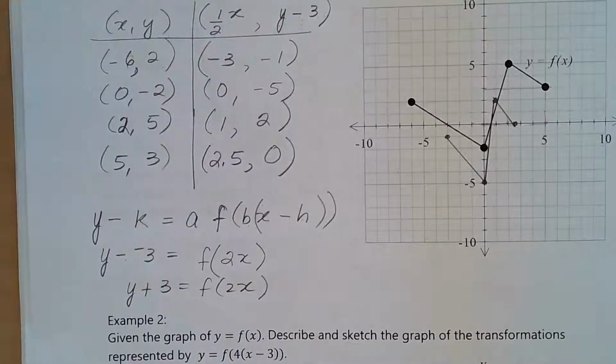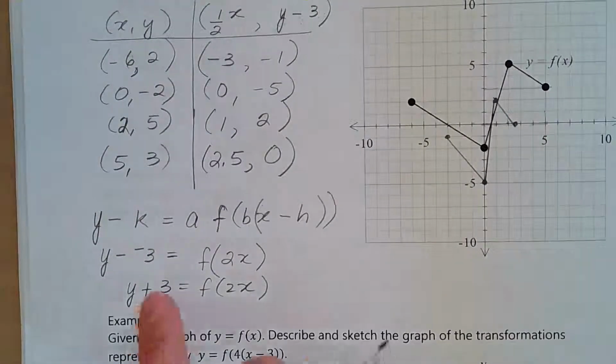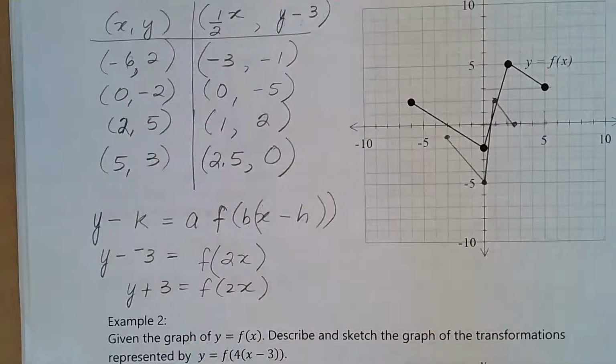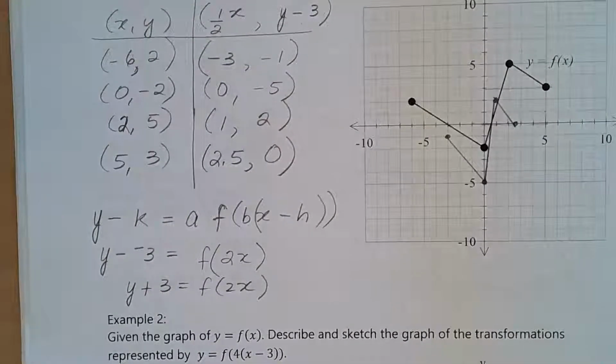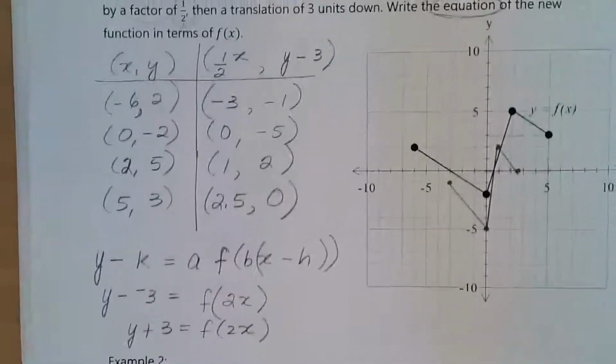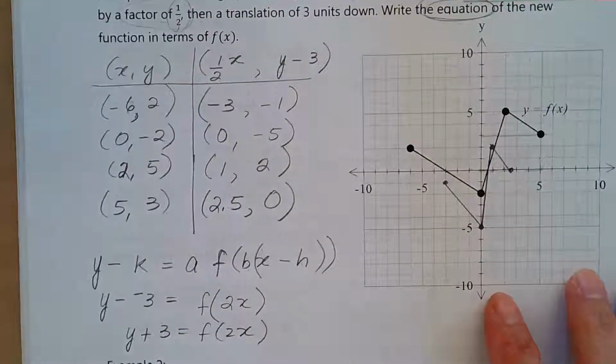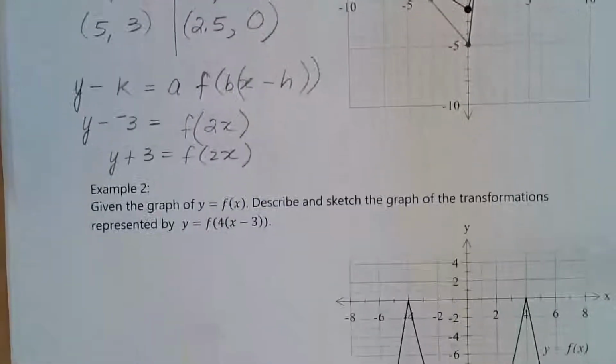Good? On our test and stuff, if we leave the -3 on the other side, is that okay? Yeah, that's okay. So bring the -3 to the other side. That's okay. So good. Okay, that's good. So we got the picture, we got the equation. Is that all they want? Yeah, that's all they want.